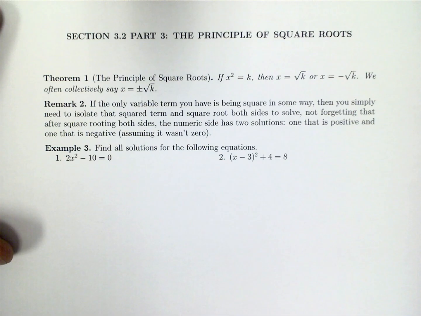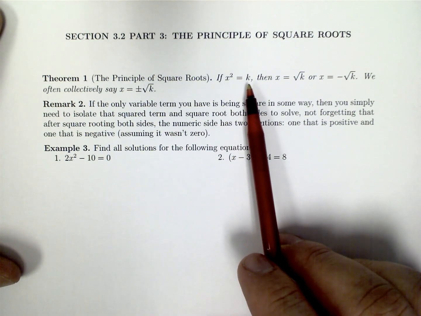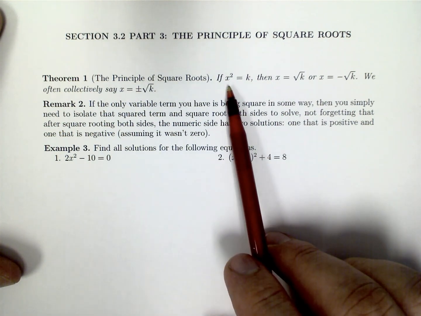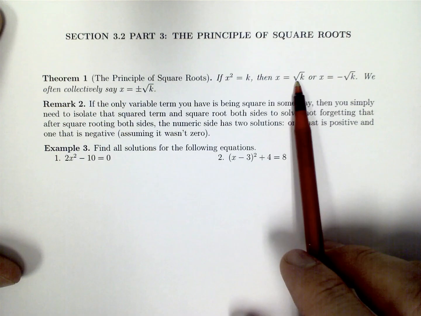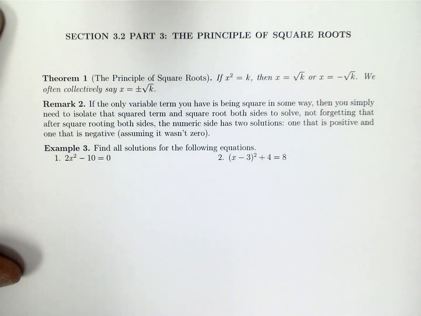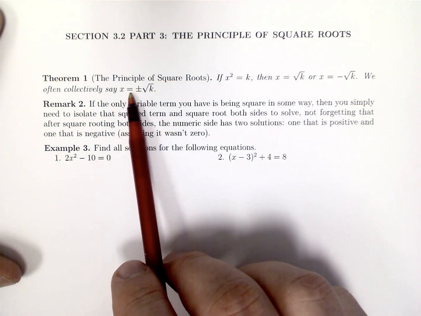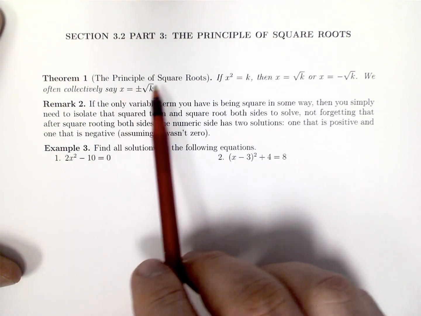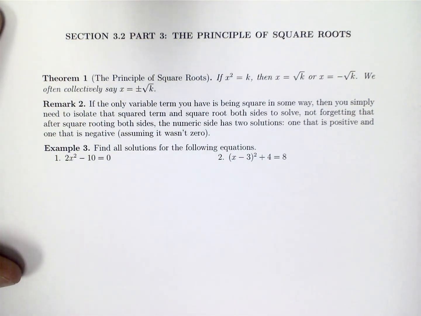Well, the principle of square roots is just this. If x squared equals k, then the two solutions for x, k being a constant, are that x equals positive the root of k or x equals negative the root of k. We often just combine both of these and say x equals plus or minus the root of k, where there's actually two solutions here, but they're combined.